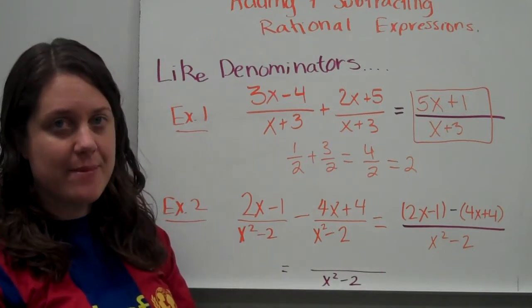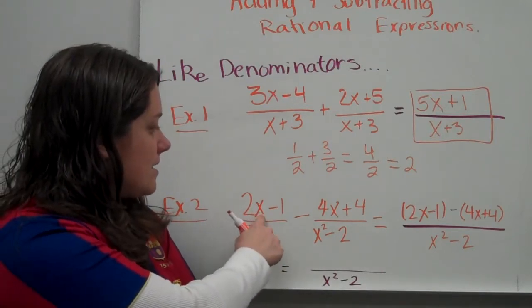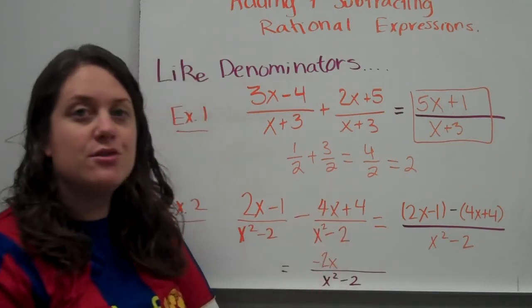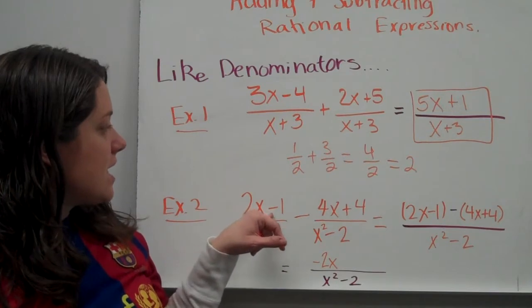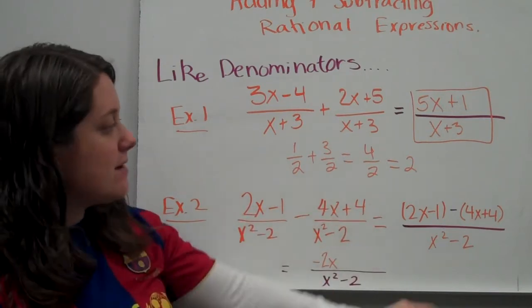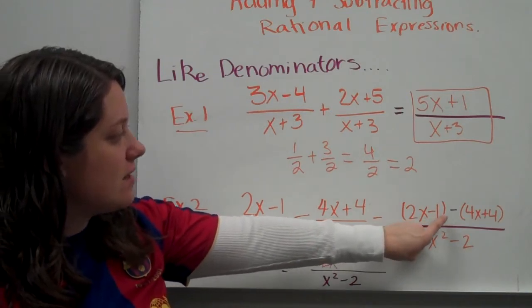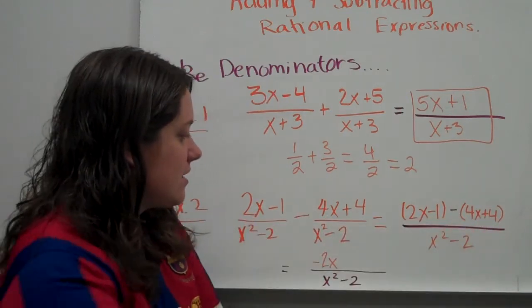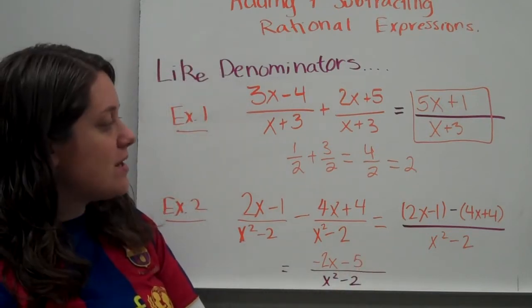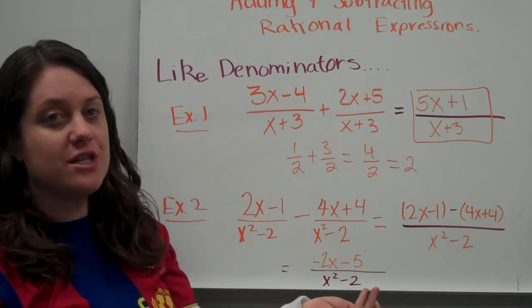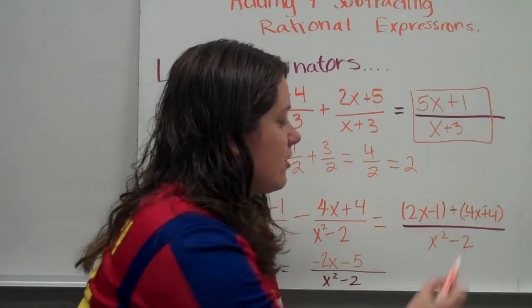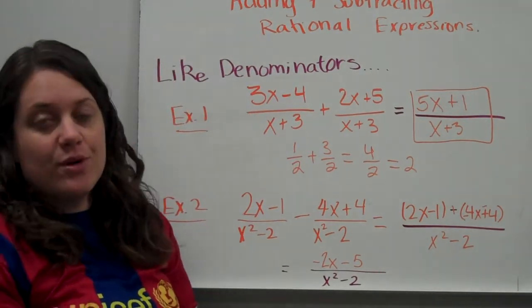Here's a common thing that happens: people take 2x minus 4x and get negative 2x, but then they take negative 1 and positive 4 and tell me it's plus 3. But remember, it's actually negative 1 minus 4, which is going to be a negative 5. So again, be careful with that. If it helps you to change the signs and change this to adding the opposite, you can do that. Whatever works the best for you.